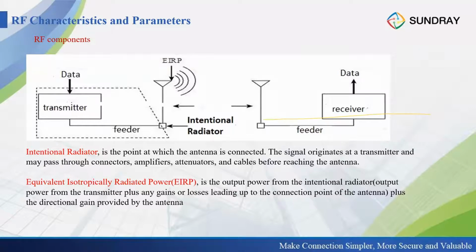So how can we generate a wireless signal? First, we have the transmitter. For the transmitter, we have the feeders. After the feeders, we have an attenuator, then the radiator.